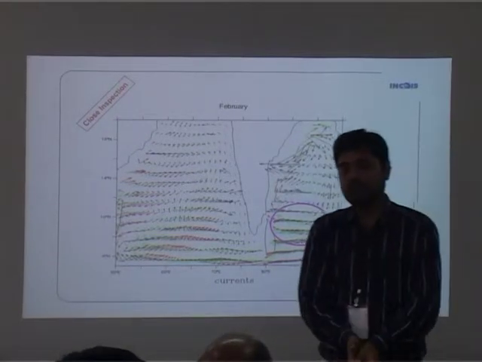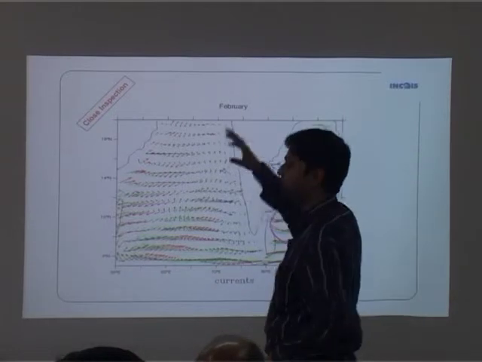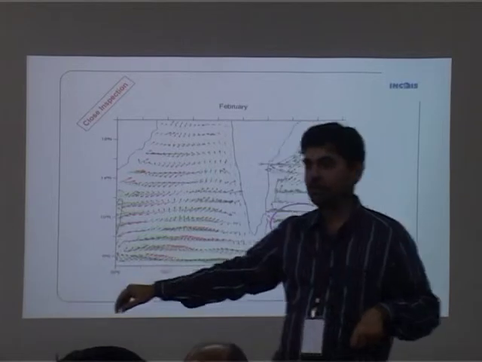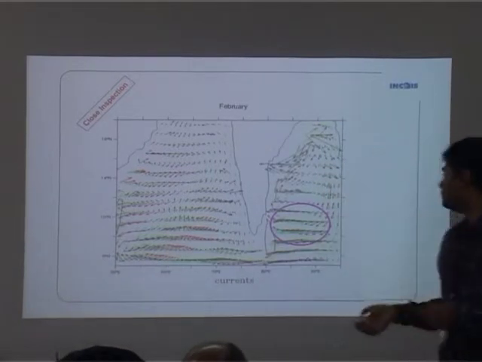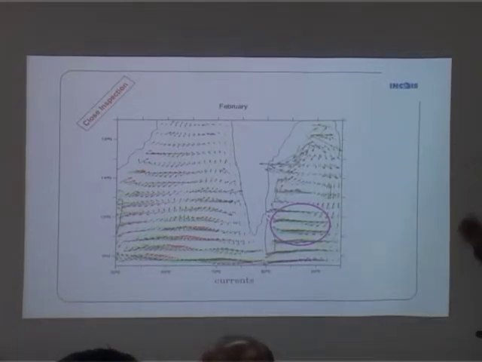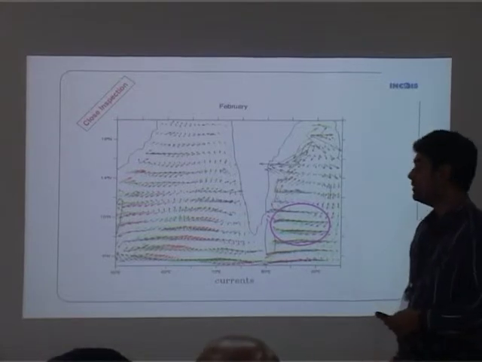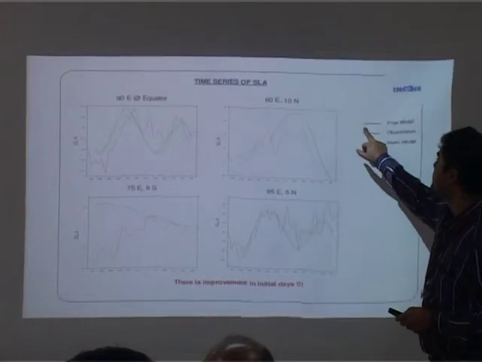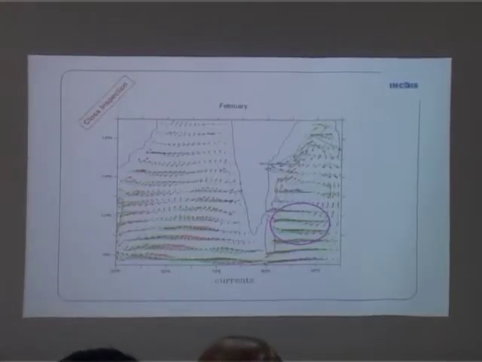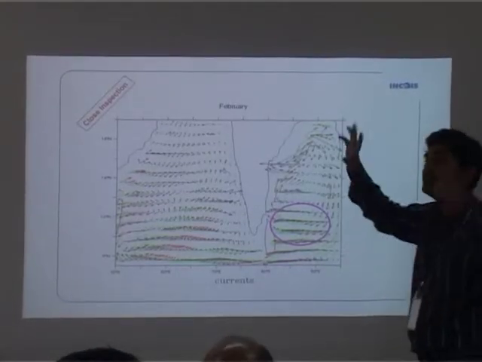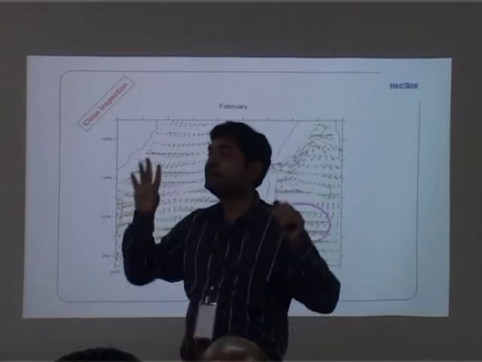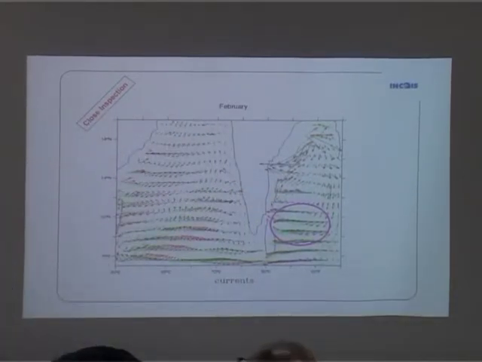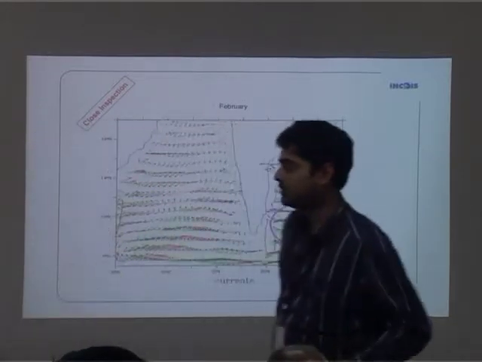This is the result of February, after 1 month, after 2-3 assimilation steps. The green lines are the analysis. The red one is the observation. I am not assimilating currents. I am not assimilating any current data. I am assimilating only sea level anomaly data. So, yeah.